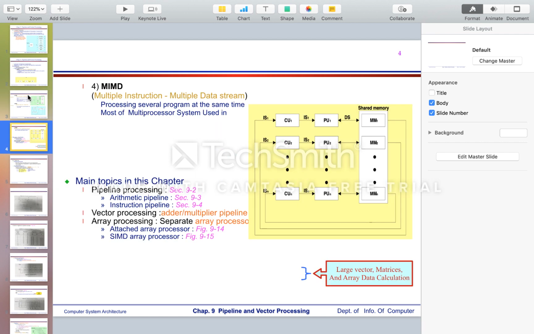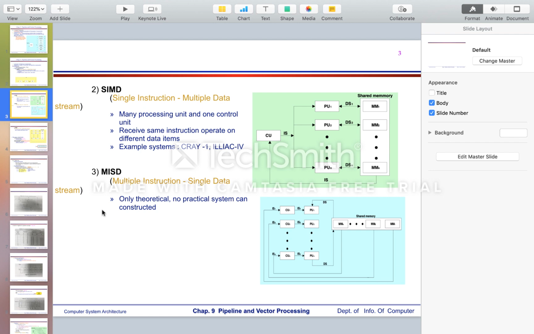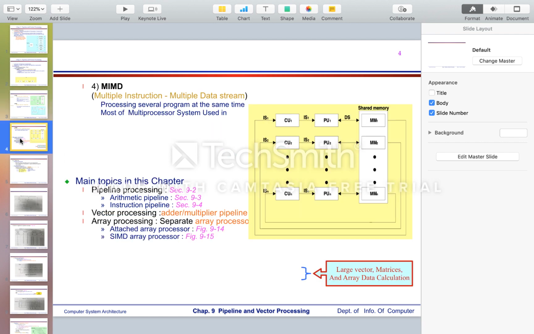Then the next is MISD. MISD is multiple instruction single data stream. This concept was just developed as a theoretical concept. There was no practical system developed on this concept. Then the last concept is MIMD, which is multiple instruction and multiple data stream. If we consider a multiprocessor system which has the capability of executing several programs at the same time, it comes under this category. As you can see in this diagram also, again we will have shared memory and multiple processing units, but we also have multiple control units. So this was the classification provided by Flynn.